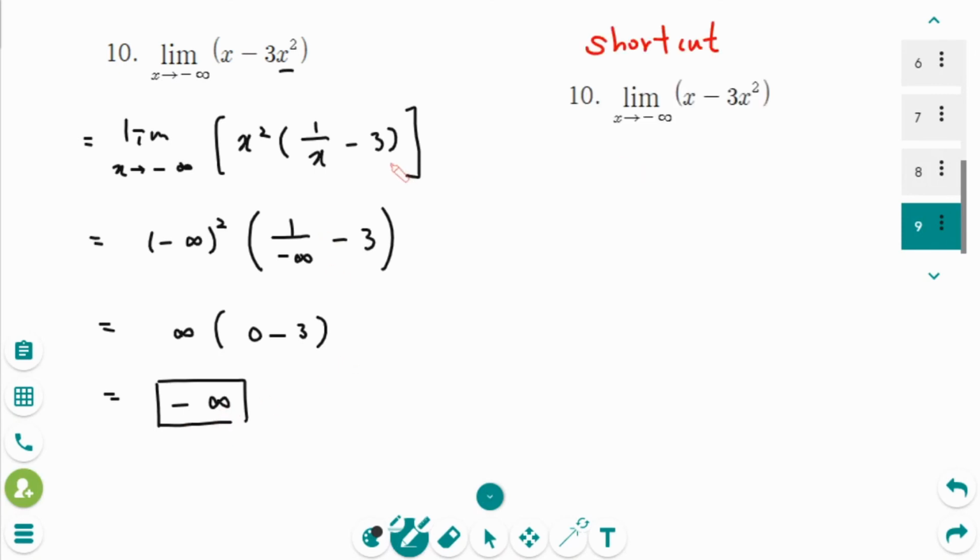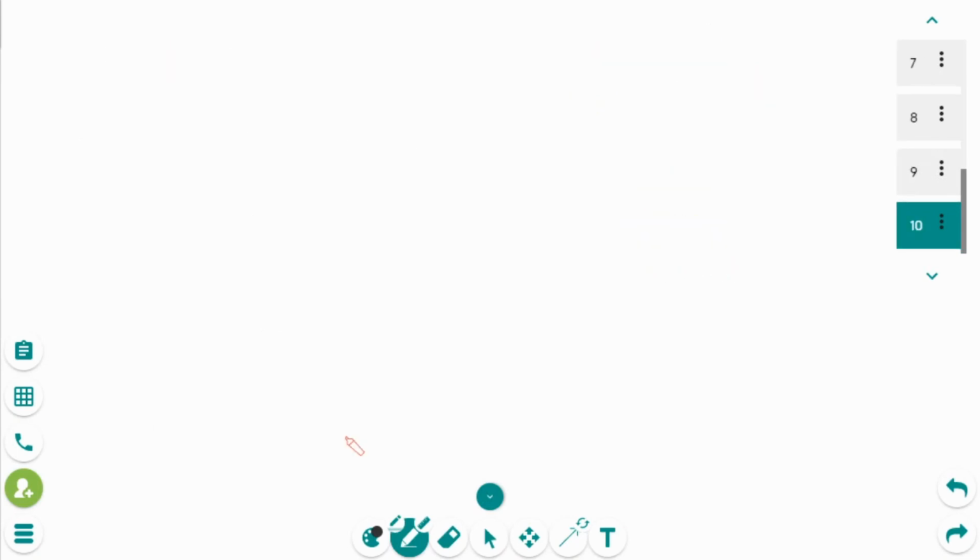Or use the shortcut. Take the highest term, which is this one. Put minus infinity into x. So minus infinity squared, which is infinity. So minus infinity, that is the answer.